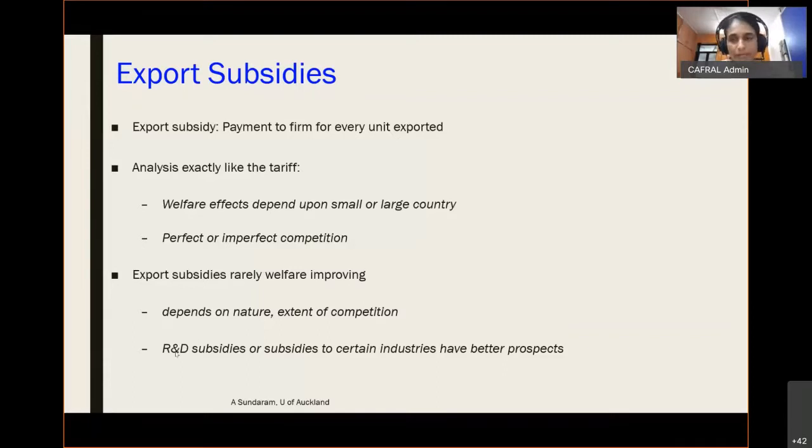The one exception is R&D subsidies. So if you're giving R&D subsidies to industries like the Airbus Boeing type subsidy, that could still be welfare improving. However, in general, export subsidies are horrible. And I will show you the one graph to make that point before I wrap up. Okay. So the WTO hates export subsidies, by the way.